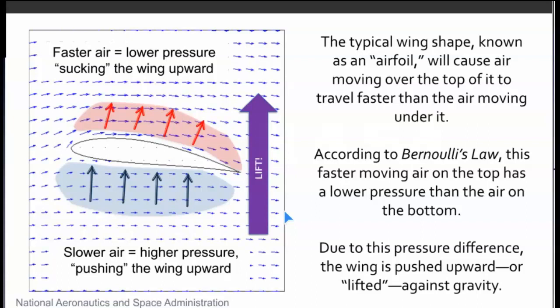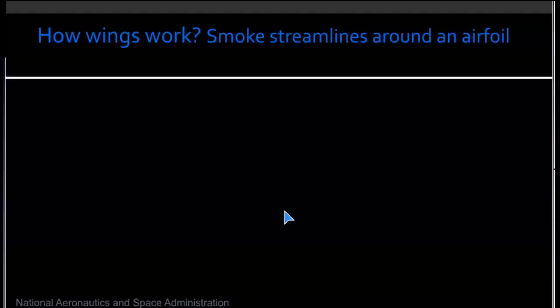So the cross section of that airfoil, or the wing, causes the air moving over the top of it to travel faster than what's going underneath. And if it's traveling faster, then it's a lower pressure. Slower, then it's a higher pressure. And so with Bernoulli's law, this faster moving air on top has a lower pressure than the bottom. And due to the pressure difference, the wing is being pushed upward, or it's lifted against gravity.